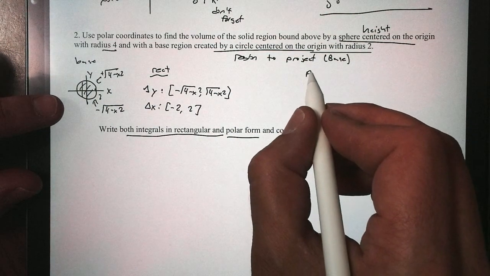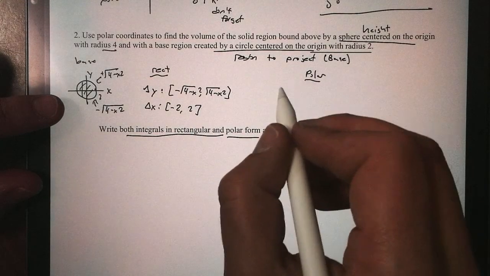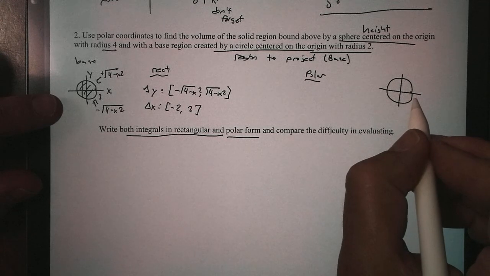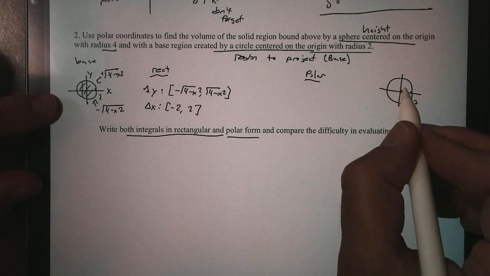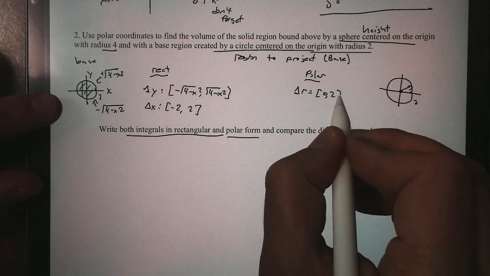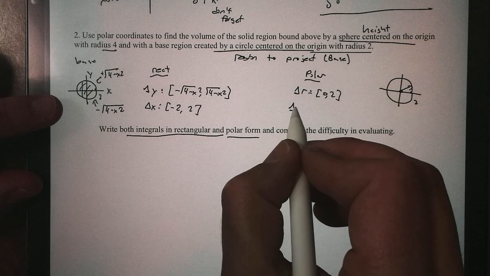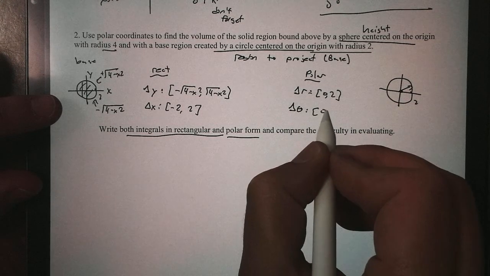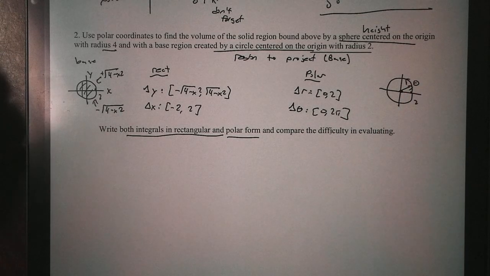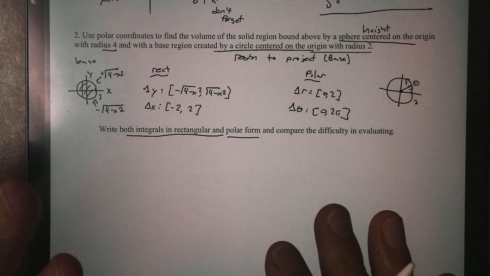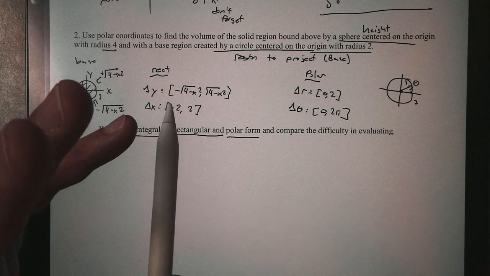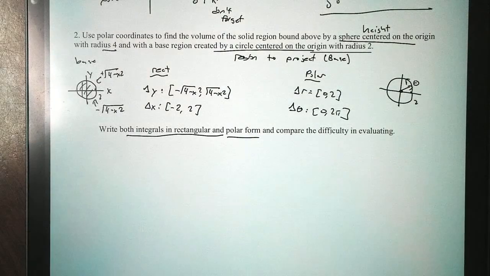In polar form, let's look at the polar ones. Now in polar, my radius goes from 0 to 2. So my change in radius goes from 0 to 2. My change in theta is going to go from 0 to 2 pi, because we're going to go completely around that circle there. So let's start off by comparing the difficulty. Right now, the base region is a lot more complicated in rectangular than it is in polar.